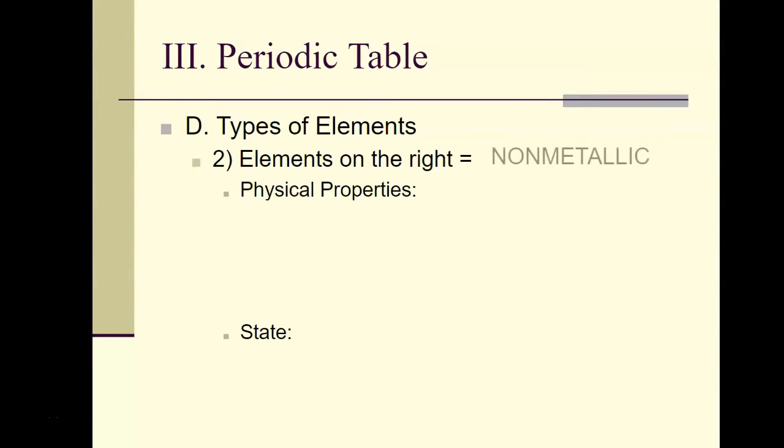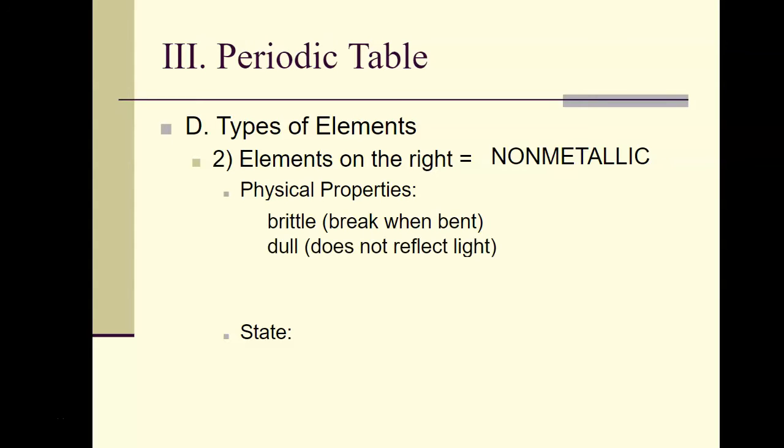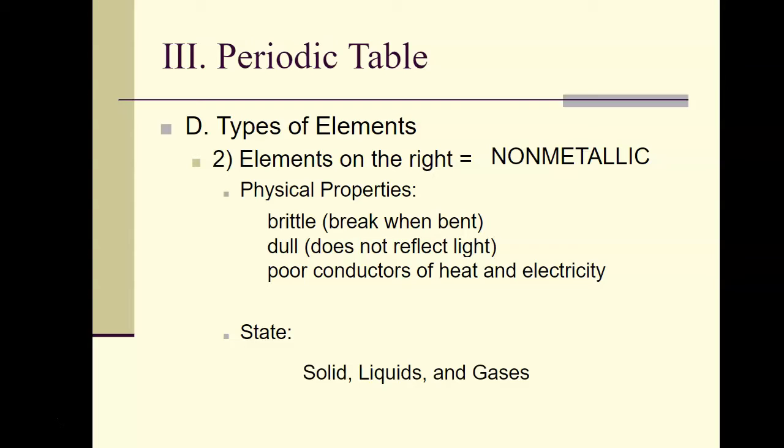Okay. Then we shift to the right. These are our nonmetals, and we look at some of their physical properties. We're just going to flip the metallic ones. If I try to bend these, they're going to break, so they're brittle. They don't reflect light, so we would call them dull, and they're poor conductors of heat and electricity. The other thing that's different about them is they exist in all 3 states.